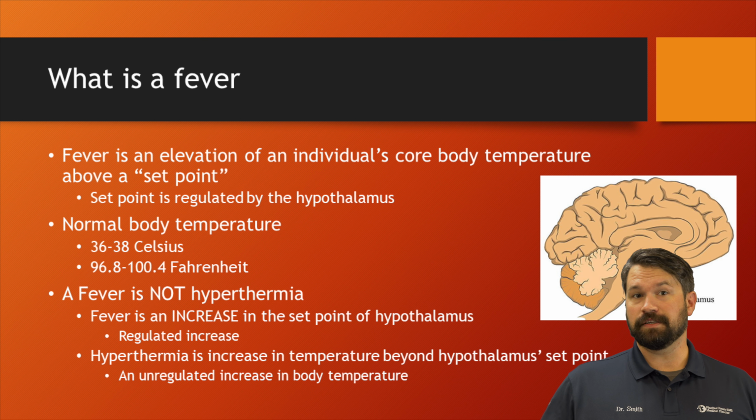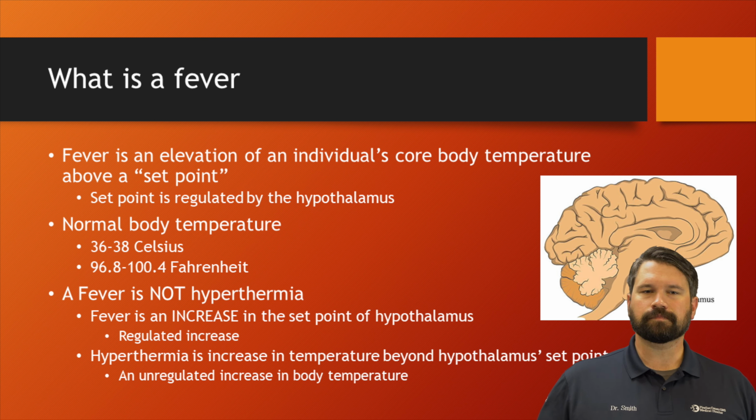So what is a fever? A fever is actually an elevation of the body's core temperature above a set point. So why do we say somebody has a normal body temperature, 98.6? That is actually regulated by the hypothalamus. The hypothalamus is just below the thalamus, thus the name hypothalamus, and it's a very small part of the brain right in the middle. On the picture on the slide, that's where it is.